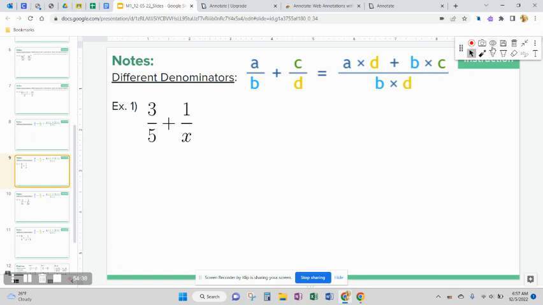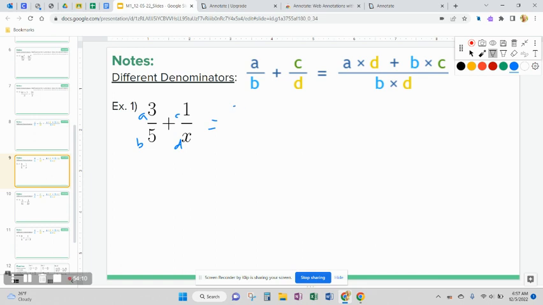So let's, if it helps for this example to write in what our different letters are, we can do that. So let's go here, and I'm going to write in: A is that 3, B is that 5, C is that 1, and D is that x.